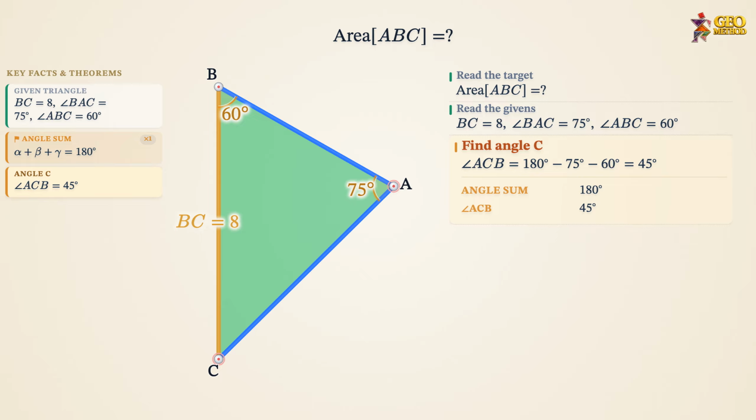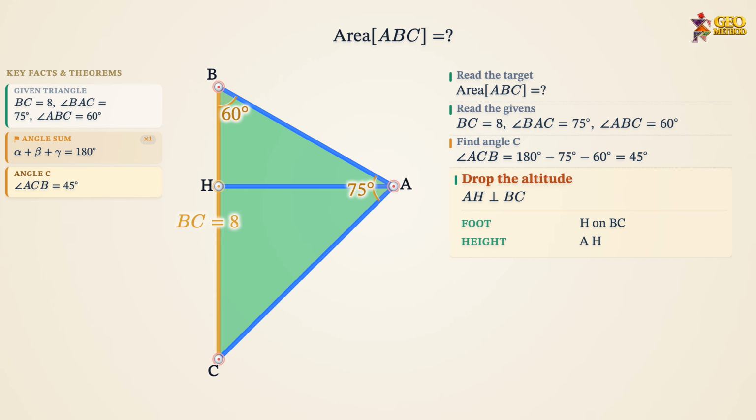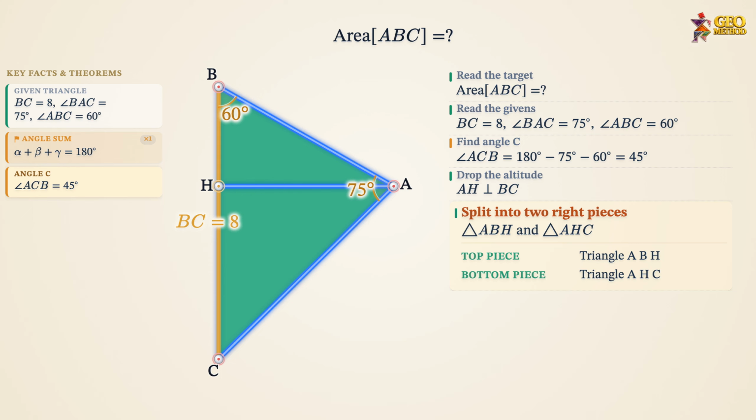From the apex A, drop a straight perpendicular across onto the base segment BC and mark the point where it lands as H. Now draw the segment AH. It meets the base at a right angle, and it is exactly the height we need for the area formula. That altitude slices the green triangle into two smaller triangles that share the segment AH.